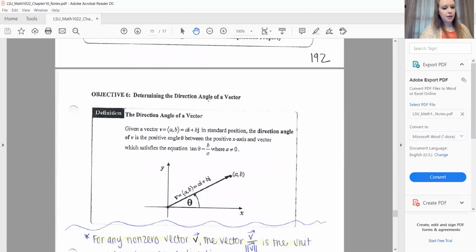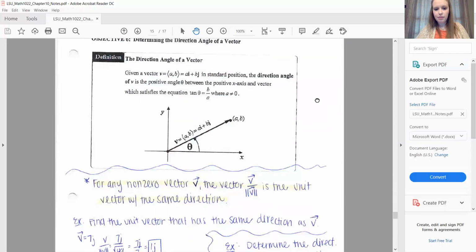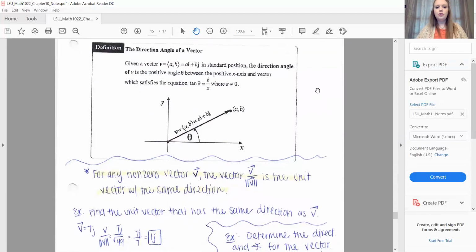Okay, now objective 6 is where it gets a little bit harder, where we start adding some trig in here. Okay, direction angle of the vector.